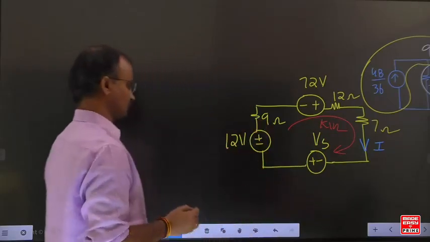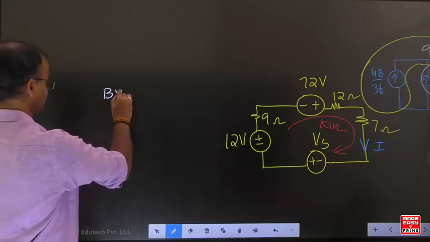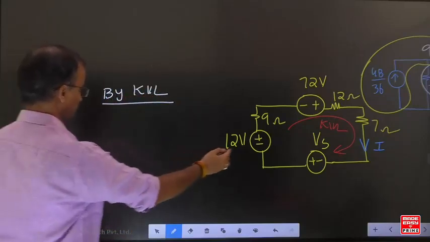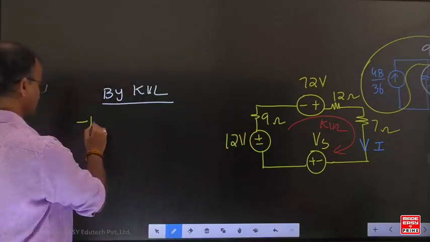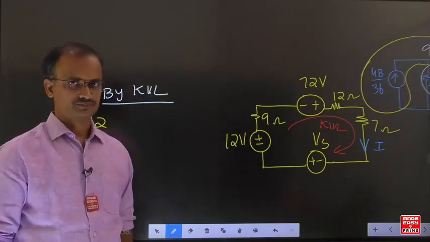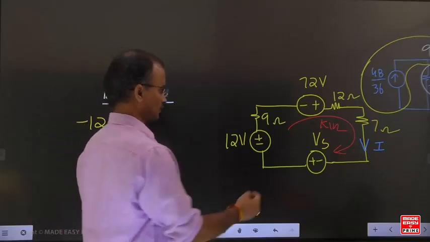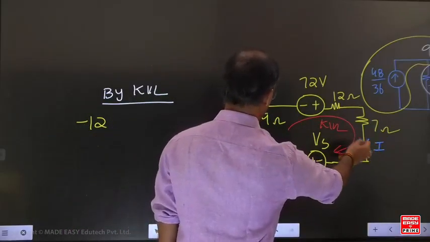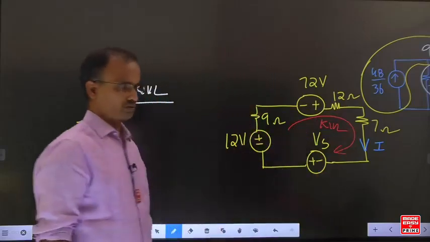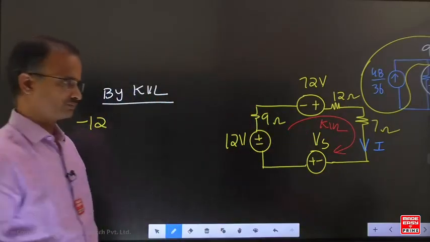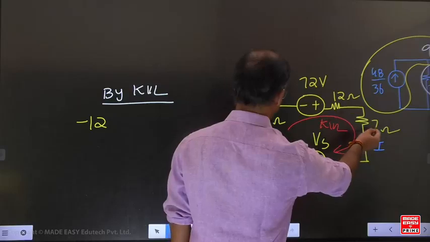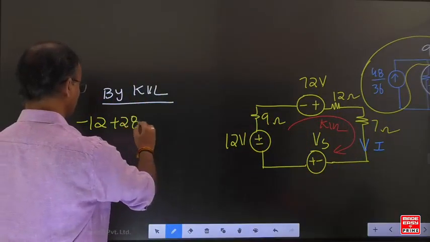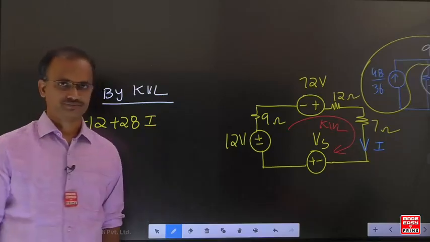Check it. By KVL, going from lower potential to higher potential is a voltage rise. What about this one? The current I circulates through the 9, 12 and 7. What is the total resistance here, the 19 and 28? It is 28I.